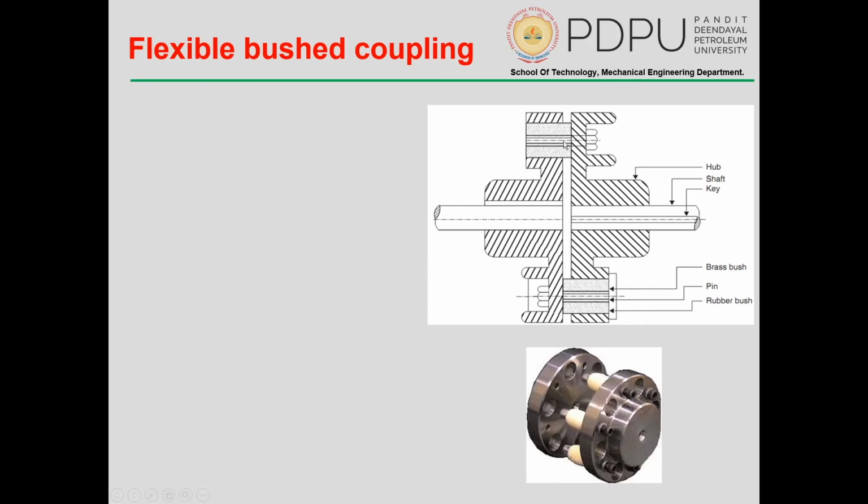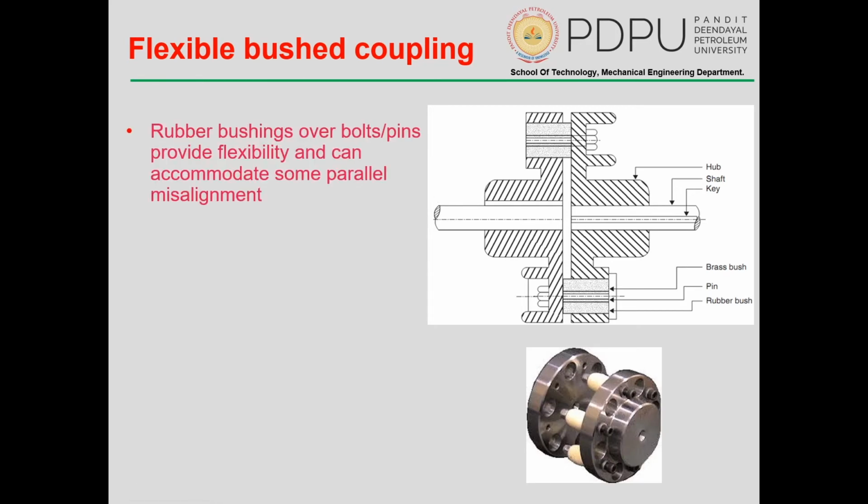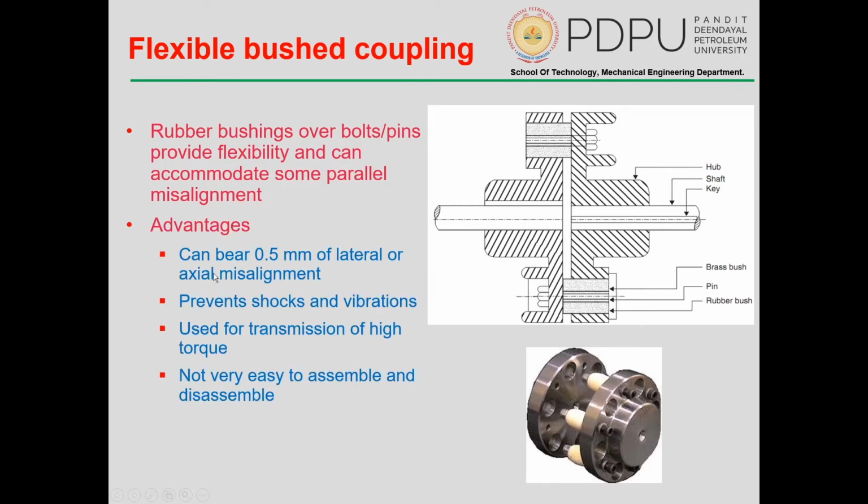So because of this rubber bush and its inherent property of being a little bit flexible, a little bit of misalignment is possible in the fixed bush coupling. Let's look at its key points. Rubber bushing or over bolt pins provide flexibility and can accommodate some parallel misalignment. So that is one of the advantages when compared to the previous coupling that we had seen.